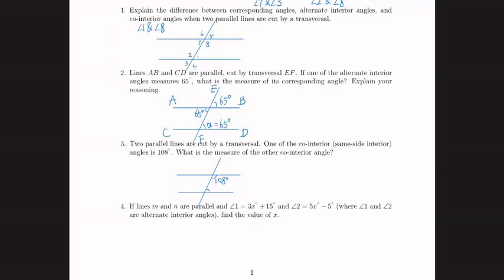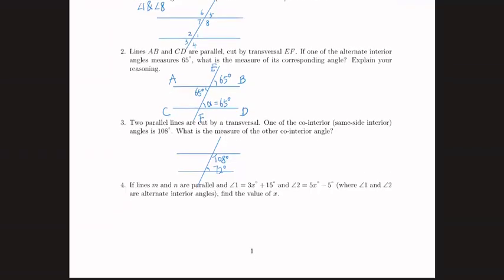Now, what's the measure of the other co-interior angle? Aaron, 72, how do you get that? Because they're on the same side. So something plus 108 has to equal 180. Okay, so the summation of the two co-interior angles is 180.